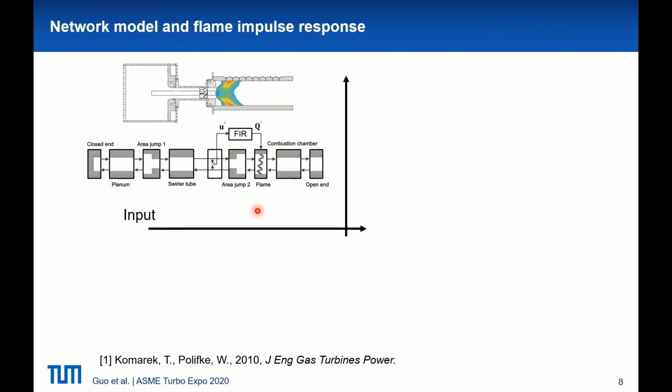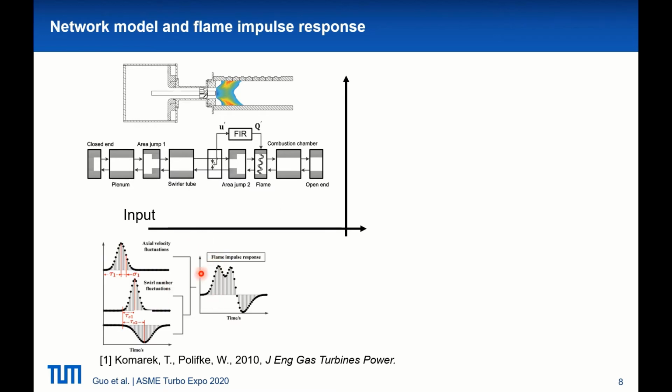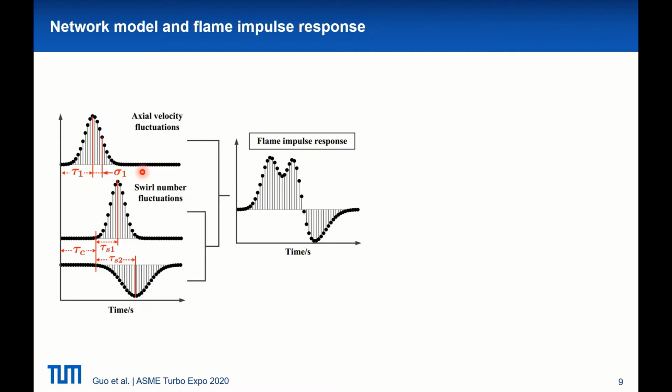So for the case study, we adopted a network model as the thermoacoustic solver. This network model represents a turbulent premixed swirl combustor test rig. For the flame dynamics, we employed an impulse response model proposed by Komarek and co-workers. This model assumes that the shape of the flame impulse response can be approximated by adding three Gaussian distributions, with one positive Gaussian to account for the flame response to axial velocity fluctuation, and one positive and one negative combined together to describe the response to the swirl number fluctuation.